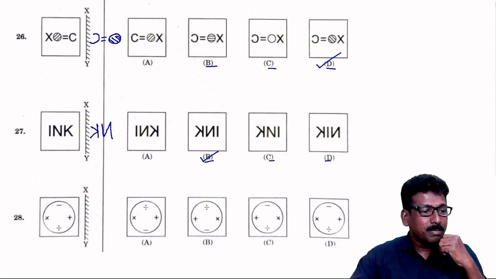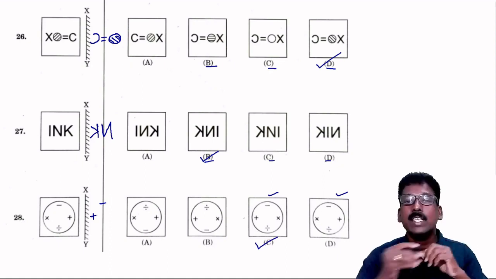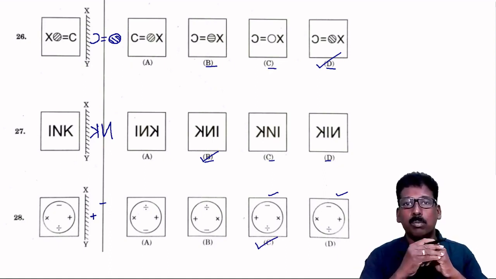And 28. Here upside a minus sign. So upside minus sign is in C and D. On this side, a plus sign. So the plus sign will come here. C and D. Okay. C, the plus sign comes in the correct portion. So C will be the correct option.